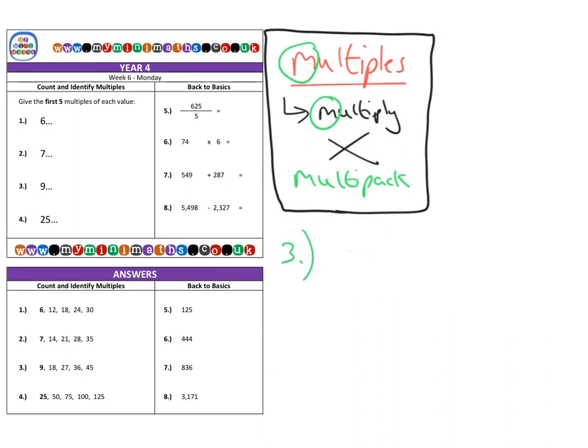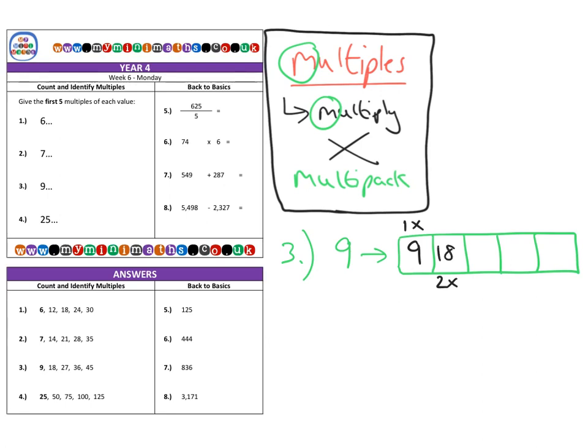And next we're on to question 3, and this time we're going to look for the first 5 multiples of the number 9. So again, if we pretend we're going to be buying 5 multi-packs. Each multi-pack contains 9 chocolate bars. So the first pack will give us 9 chocolate bars. If I was to buy 2 packs, it would be 18. 3 multi-packs would be 27. 4 multi-packs would be 36. And finally, that 5th pack would give us 45.